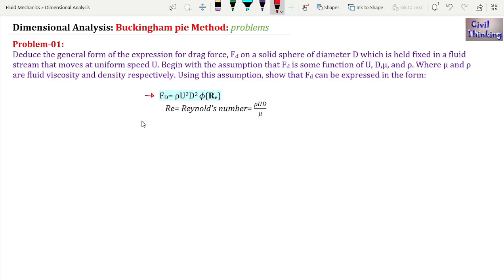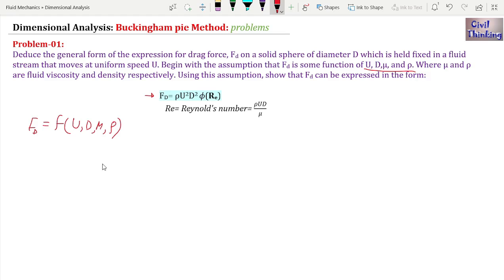Now we are told to assume that Fd, drag force, is a function of u, which is the velocity, d is the diameter of the sphere, mu is the viscosity of the fluid, and rho is the density of the medium. So we can assume this to be a function of u, d, mu, rho. Now we can solve this problem very easily using Rayleigh's method. But because we are talking about Buckingham's pi method, let's solve this problem using Buckingham's pi method.